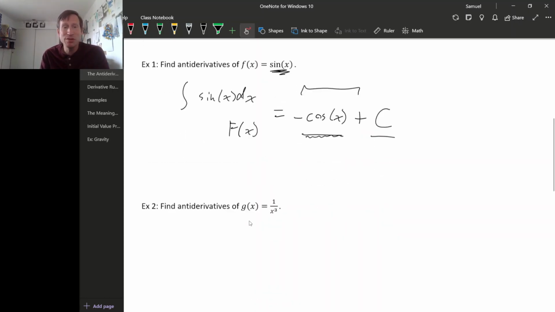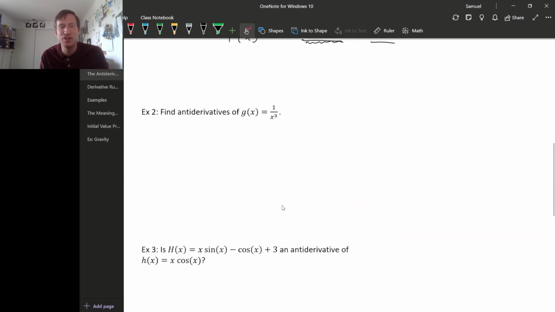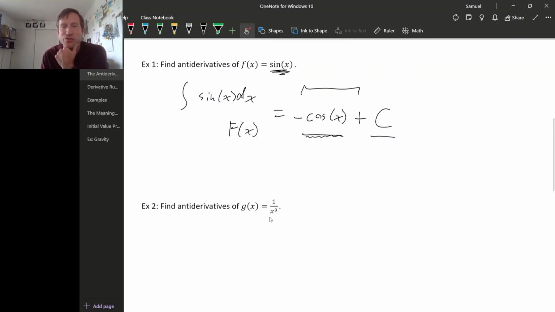For a second example, let's find the antiderivatives of this function. g of x is 1 over x cubed. So 1 over x cubed, that's x to the minus third. Now we can use our understanding of the power rule. A derivative would decrease this power to minus 4, so an antiderivative should be the opposite. Instead of decreasing the power by 1, it should increase the power by 1. So it seems like we should end up with something like x to the minus second.